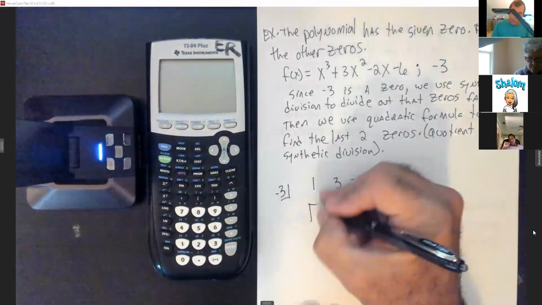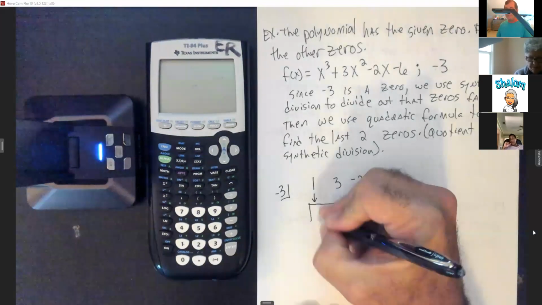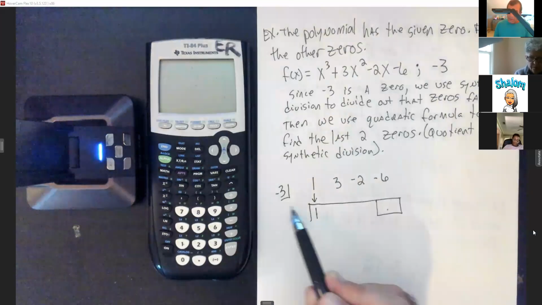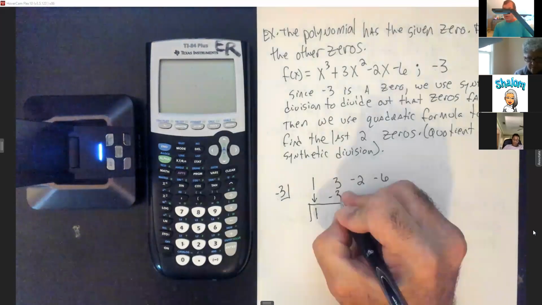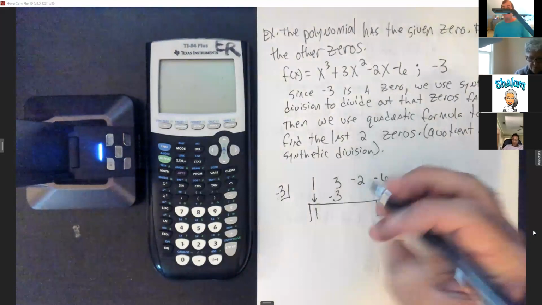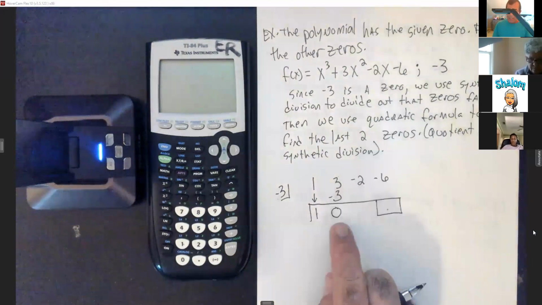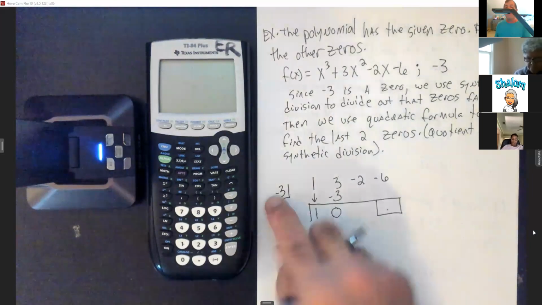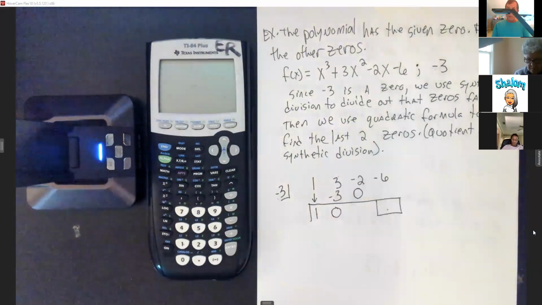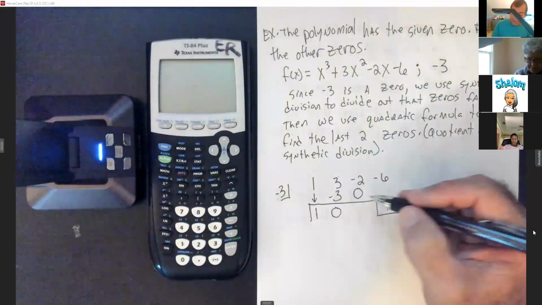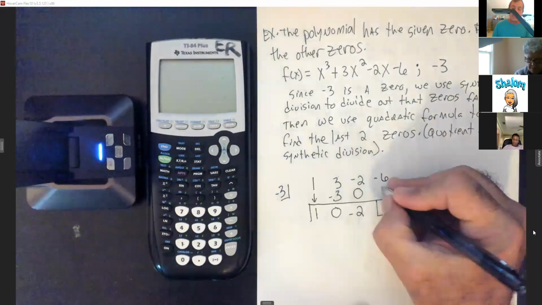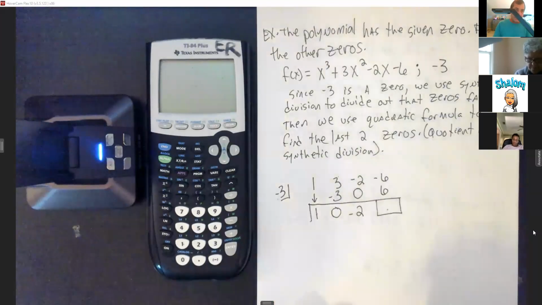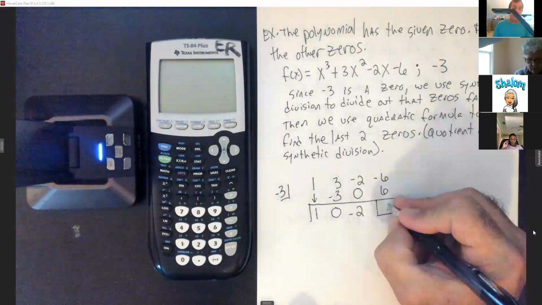So the first number, 1, comes straight down. 1 times -3 is a -3. That goes in the next column. Then you add 3 and -3, you get a 0. Then you multiply 0 times -3 is 0. That goes in the next column. Then I'm going to add that column. -2 plus 0 is -2. All right, then I take that -2 times that -3 is a +6. And y'all look at that. -6, +6 gives me a remainder of 0.